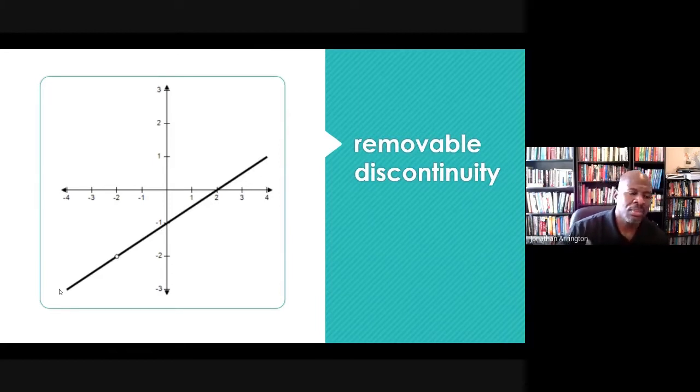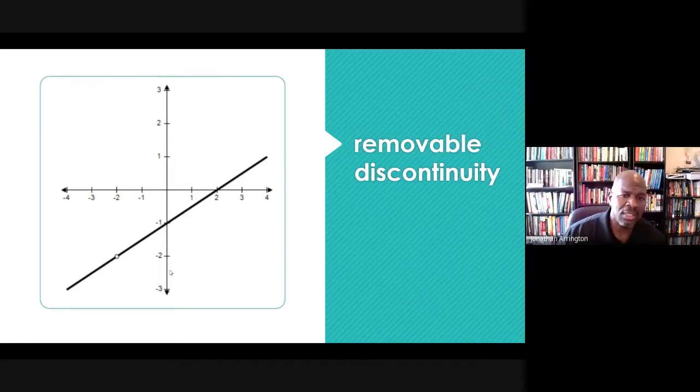And if we look at our three conditions, the one condition it's not meeting is f of -2 is not defined. Remember, f of c should be defined for it to be continuous, where in this case, f of -2 is not defined. The limit exists. The limit as x goes to -2 equals -2. So the limit exists, but however, f of -2 is not defined. So therefore, it can't be continuous. And again, this is what a removable discontinuity looks like.